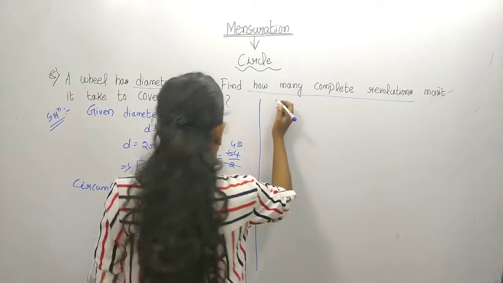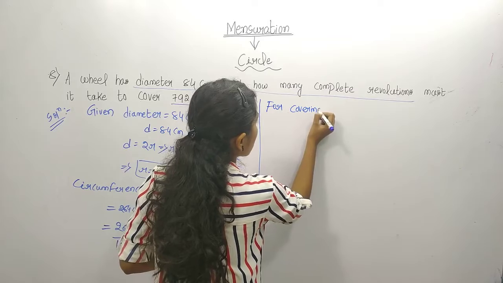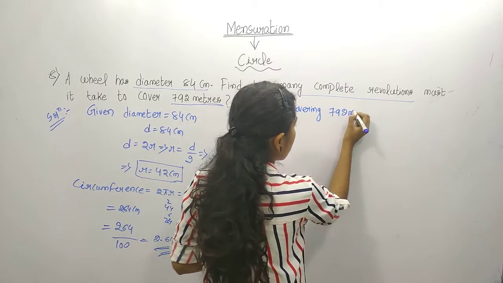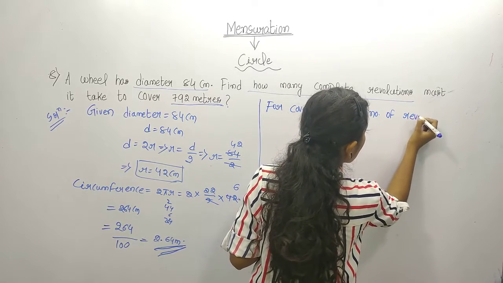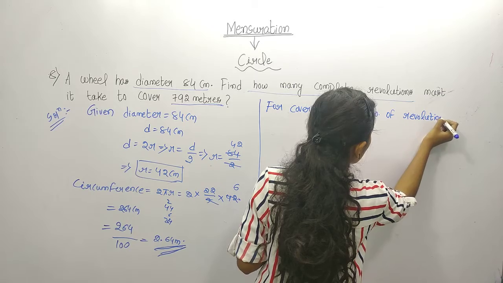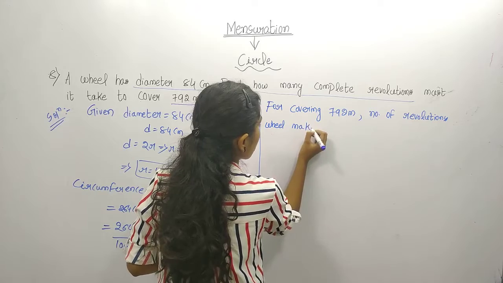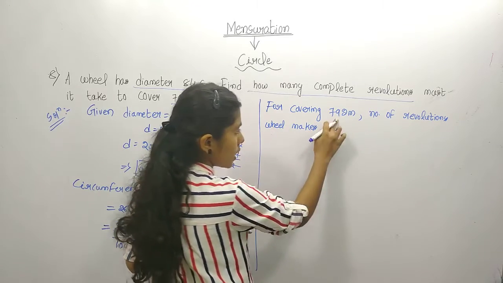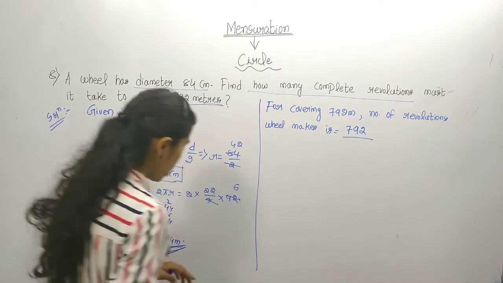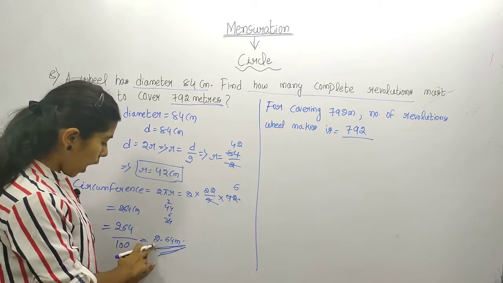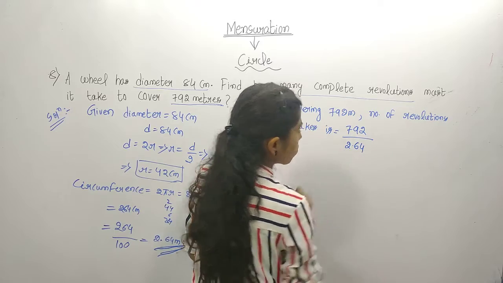So for covering 792 meter, number of revolutions of the wheel is equal to how much is given in the question, to cover 792 meter. So 792 divided by, for one complete revolution how much will it take? 2.64 meter. So 2.64. Okay.